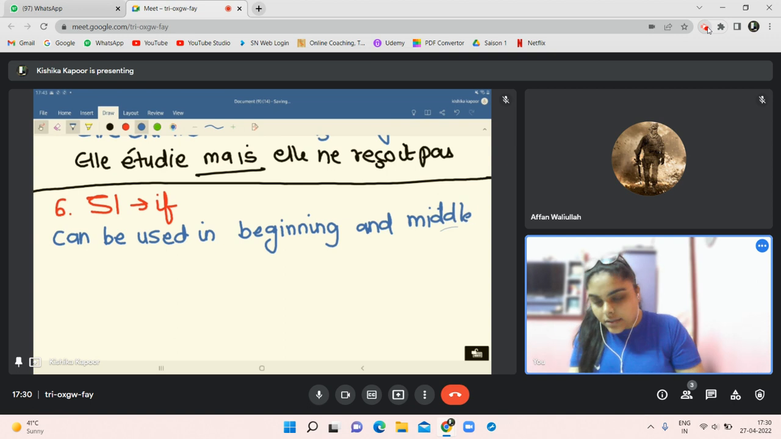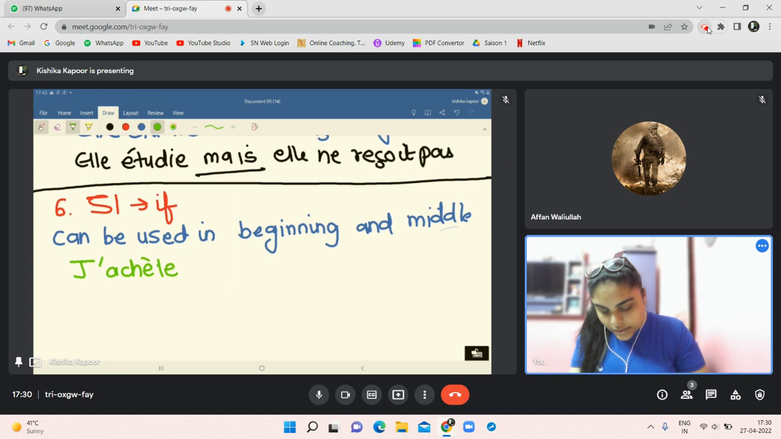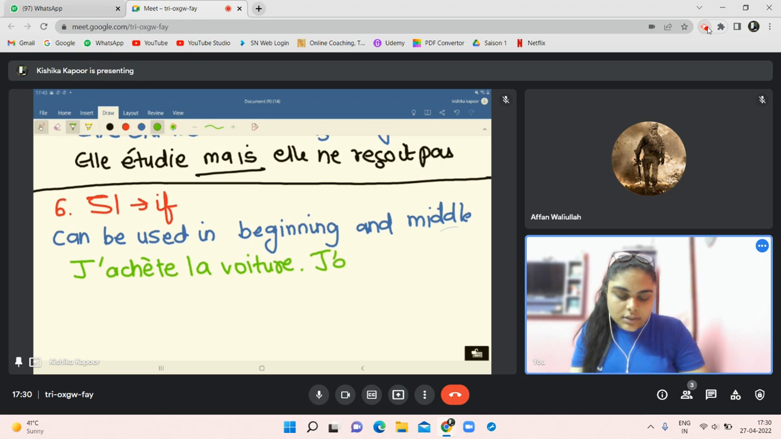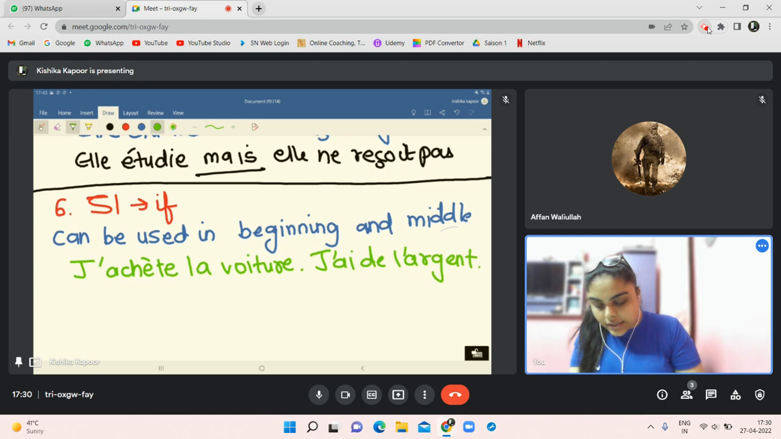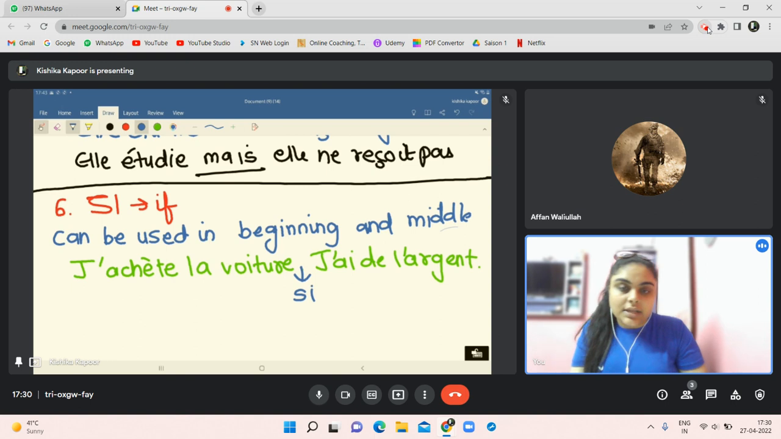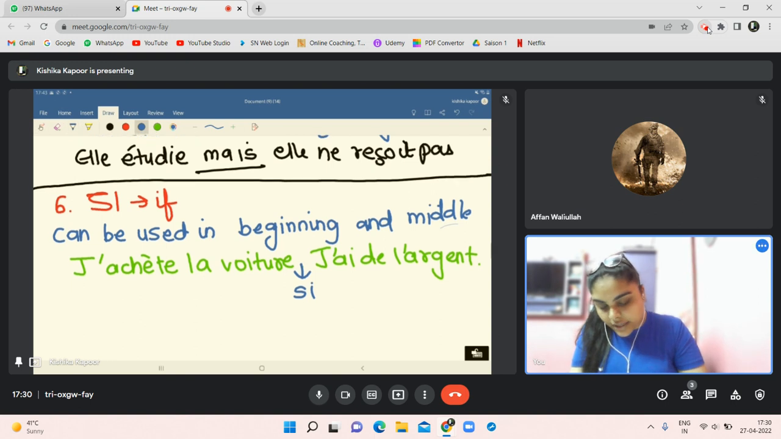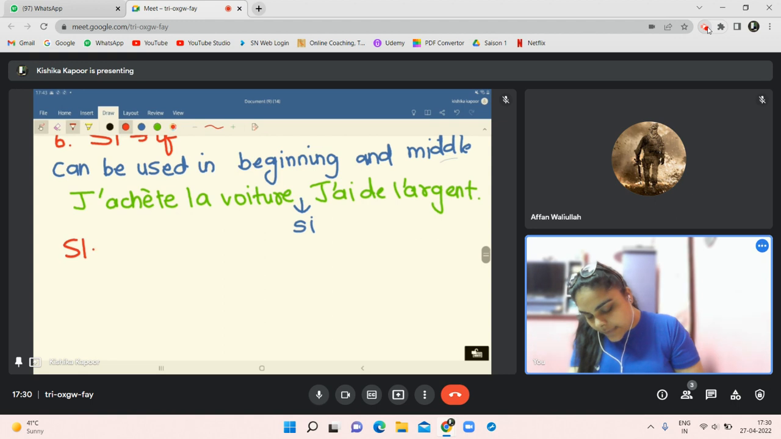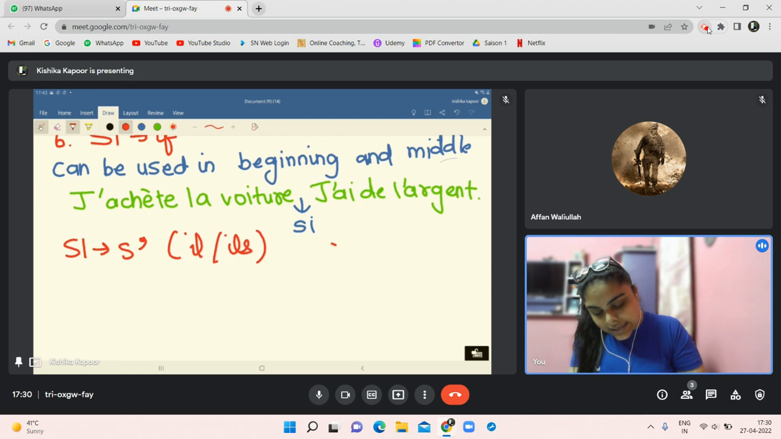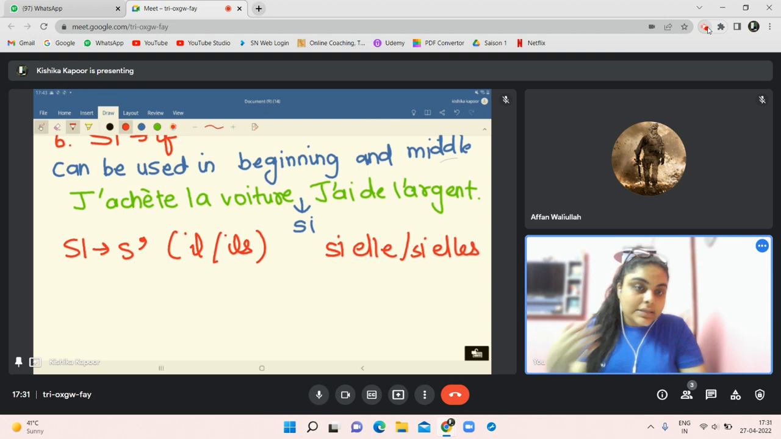So for example, someone wrote a sentence. J'achète la voiture. J'ai de l'argent. I can buy the car. I have money. So I can buy the car si j'ai de l'argent, only if I have money. Also, si will become s' apostrophe after that if you have il or ils. Only with il, ils, it's going to be changed.